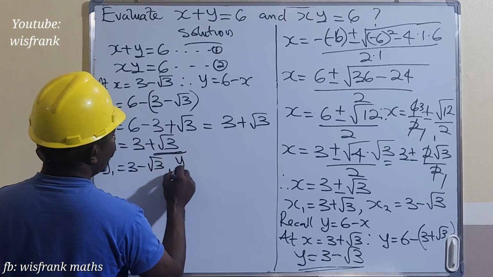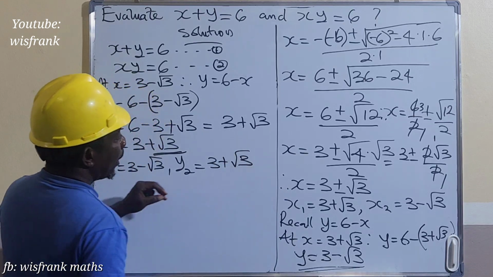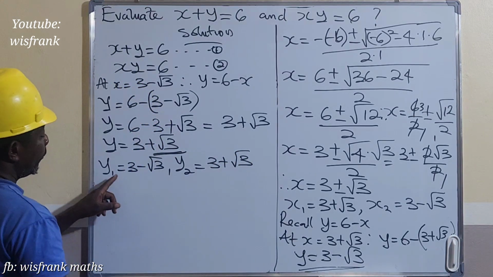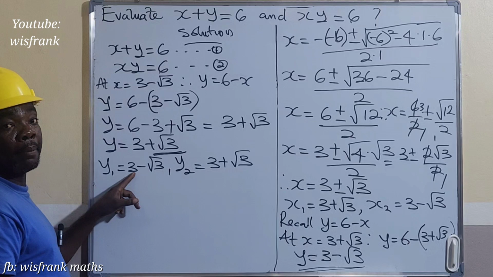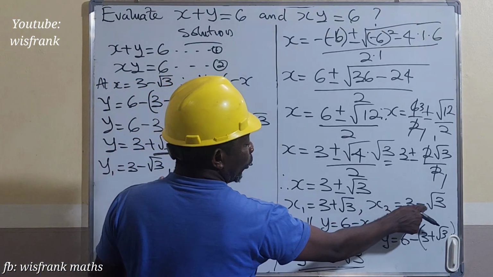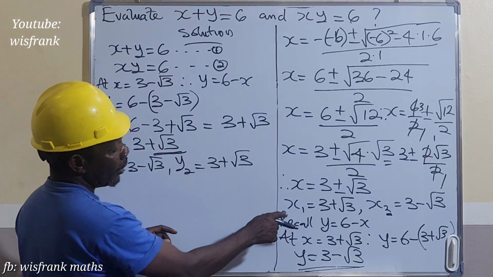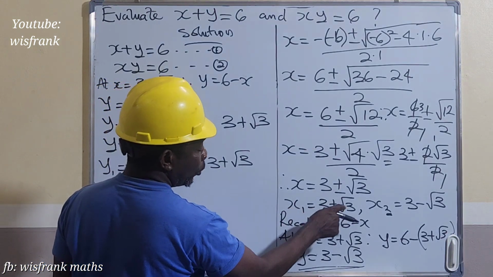Then we have y2 equals 3 plus root 3. So if you look at it, we have the value of y as 3 minus root 3, and we also have the value of x here as 3 minus root 3. We have the value of y2 as 3 plus root 3, and I have the value of x1 as 3 plus root 3.